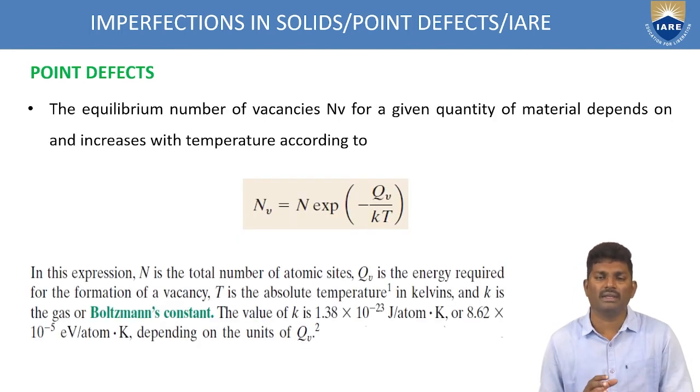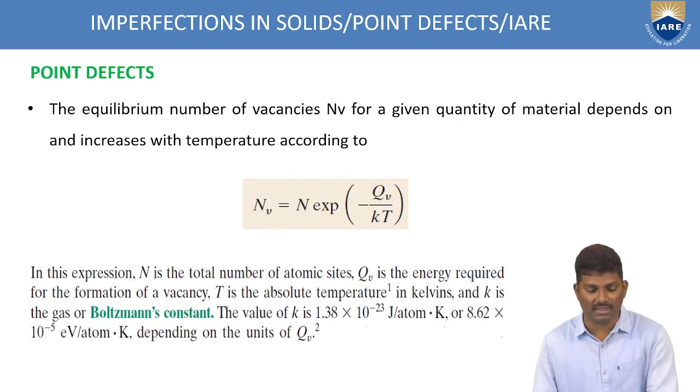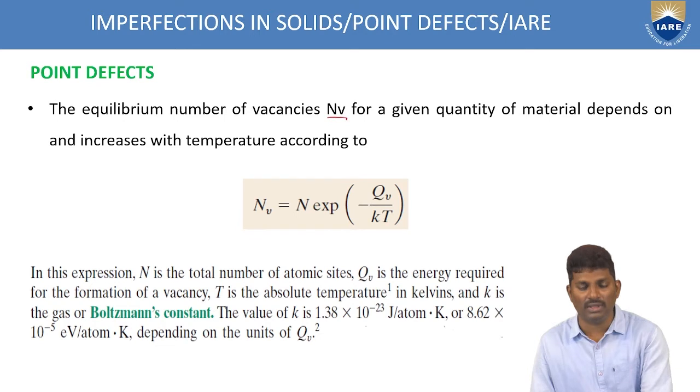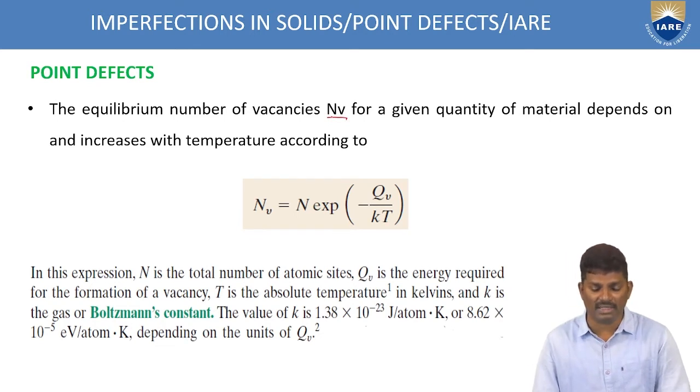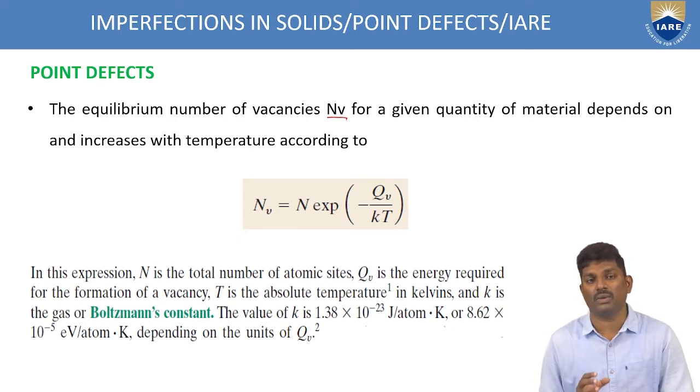Now, how to identify the point defect? The equilibrium number of vacancies is denoted by NV, the equilibrium number of vacancies for a given quantity of material. This is very, very important: quantity. You need to find out the quantity of impurities present. If you know the quantity, not the quality, how much amount of impurities are there in a body, then it is very easy for us to identify the defects and to resolve those defects.